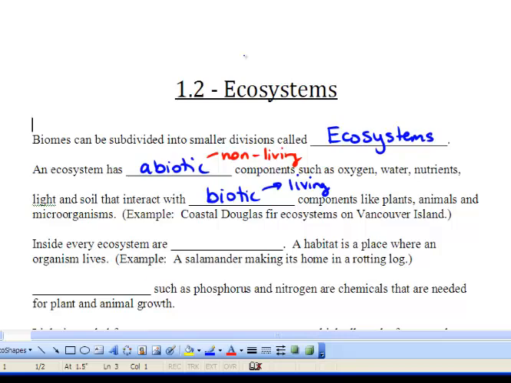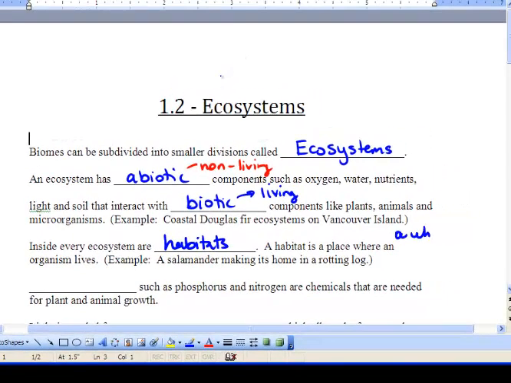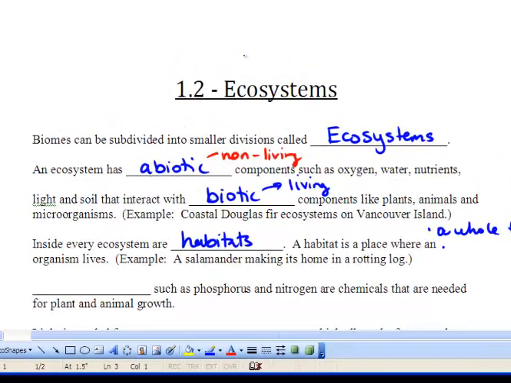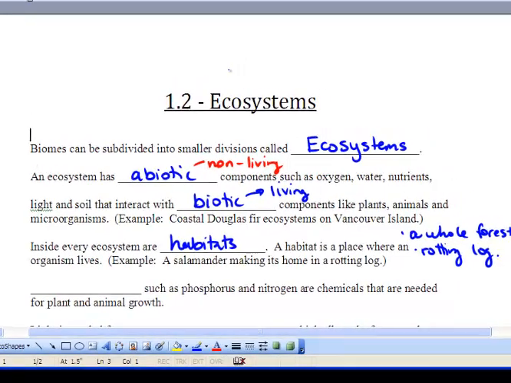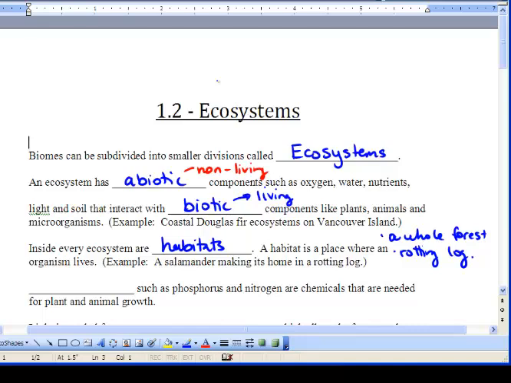So inside each ecosystem, there are habitats. And these can be large or small. Now, a habitat is a place where organisms live. So if we think about this, we could have a massive forest, so a whole forest. Or we could just have something small like a rotting log. It's its own habitat. So there could be a whole bunch of different animals living on that rotten log.